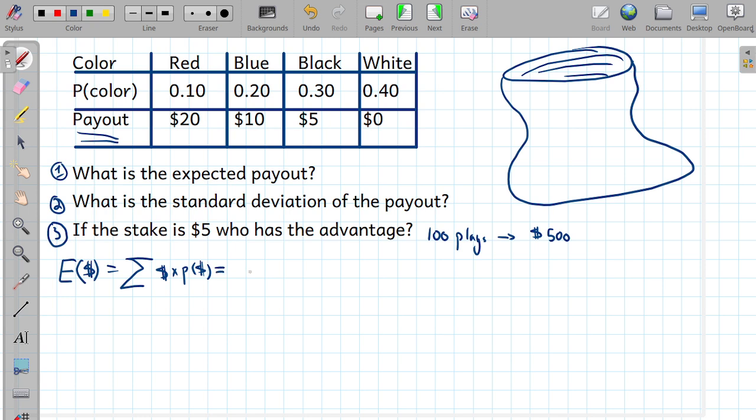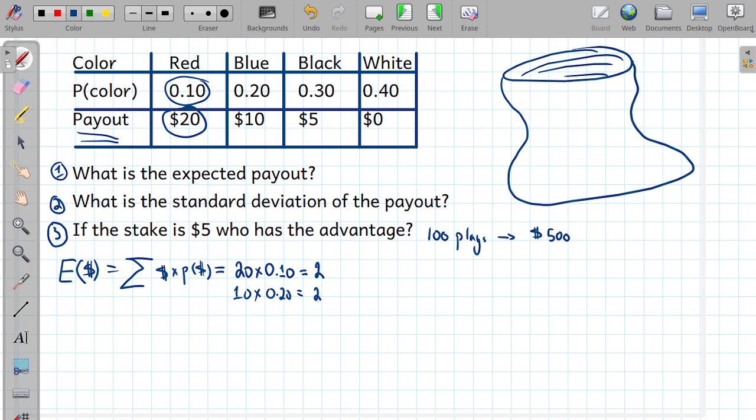So for red marbles then, that's a $20 win. And we're going to multiply that by the probability, which is 10%. So in other words, this cell times this cell gives you a value. And that value is $2. Now, let's go on to the next one. Now we have a $10 payout, and this happens 20% of the time. So this one, coincidentally, is also $2.